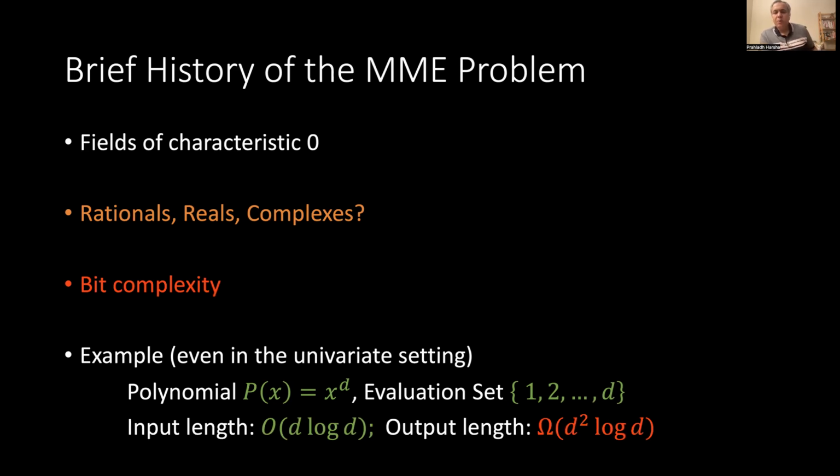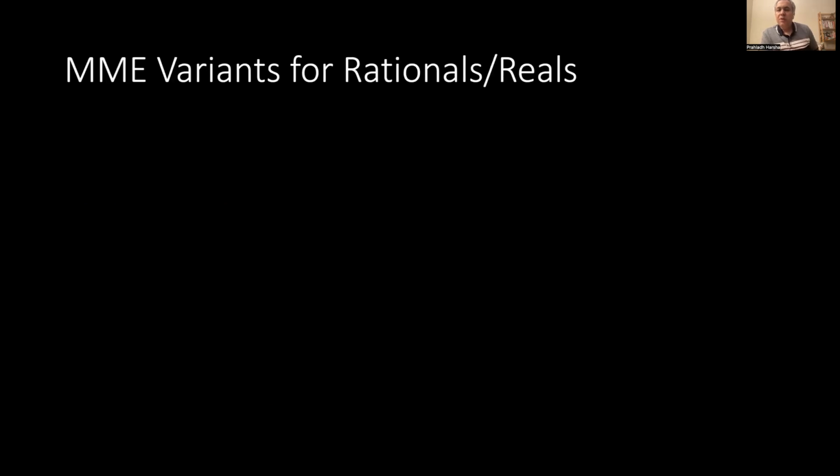So what do we do? What we do instead to address this is propose two very natural variants of the MME problem, which take into account the output bit complexity, and ask: can we come up with nearly linear time algorithms which take the output bit complexity into account? There are two such variants one can naturally look at.